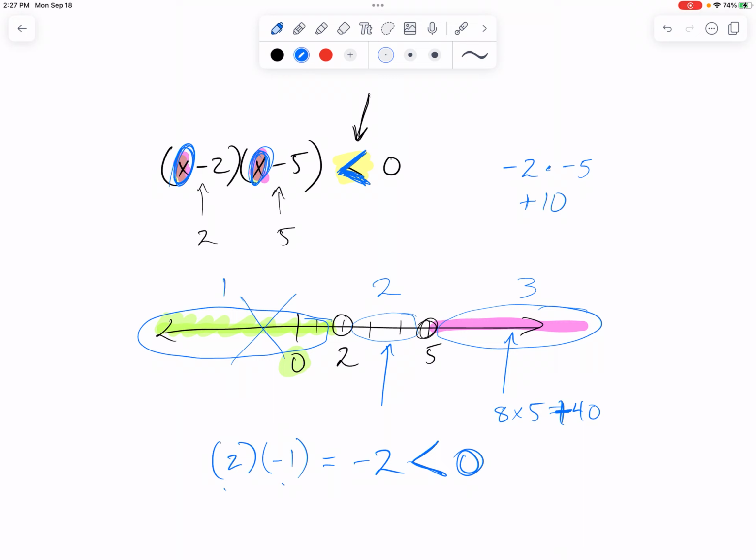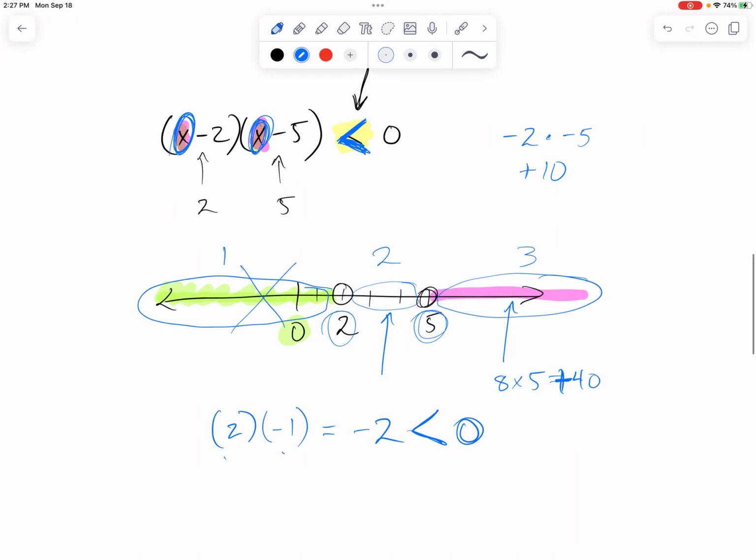What am I doing? I'm doing something called number line analysis. I'm finding where my critical values are. It breaks my number line into 3 chunks, and then I figure out which chunk or chunks produce a true statement. This time, the region between 2 and 5 was the correct region.